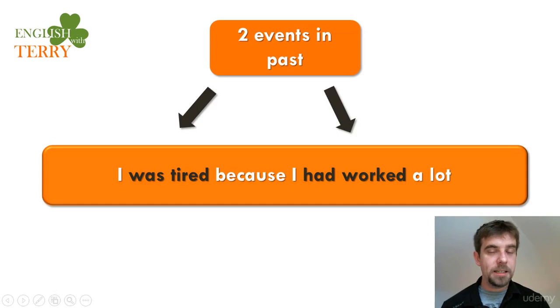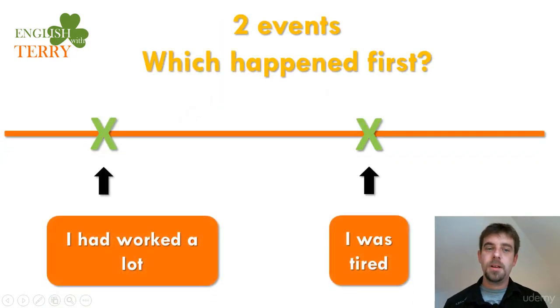We use this basically when we have two events in the past and we are not sure which event happened first. So consider here, I was tired because I had worked a lot. What is the connection? Was tired, had worked a lot. Which happened first? Because if you say I was tired, I worked a lot, it is not so clear when.